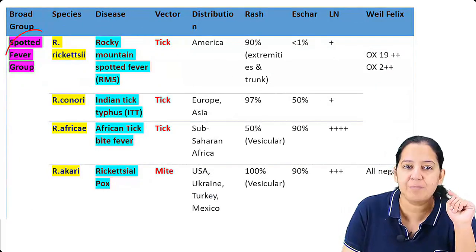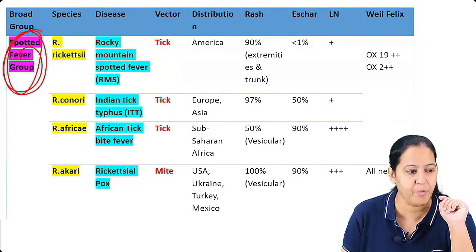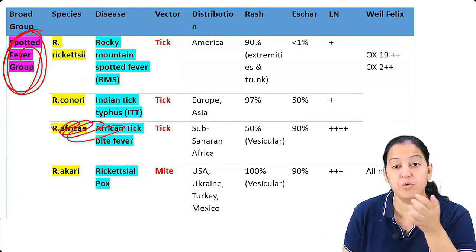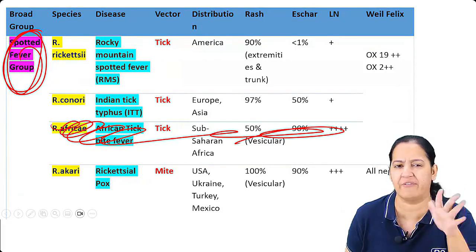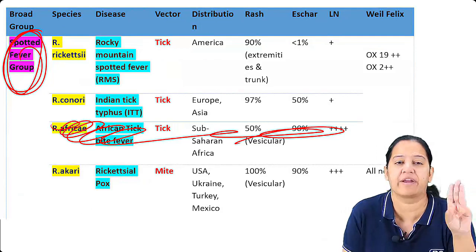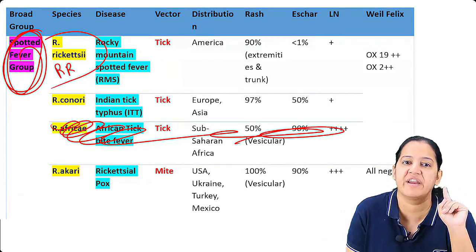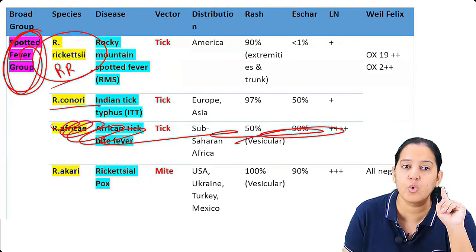The second is the spotted fever group. ठीक है? Please remove africae from here. We are not in Africa. We do not want to read africae. Africae is not important. Here we have 3 more rickettsia. RR, Rickettsia rickettsii. है ना? Rickettsia conorii. Kona होता है ना?